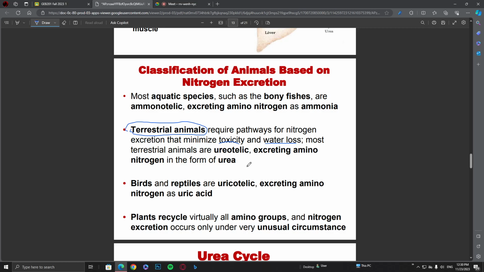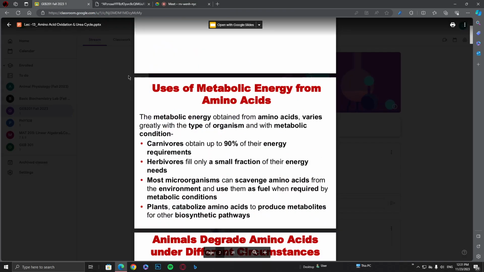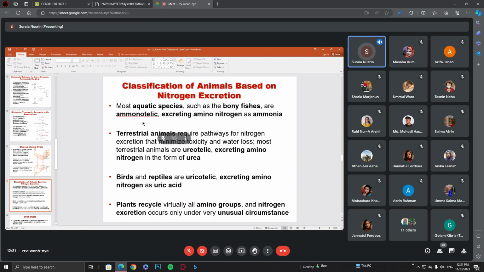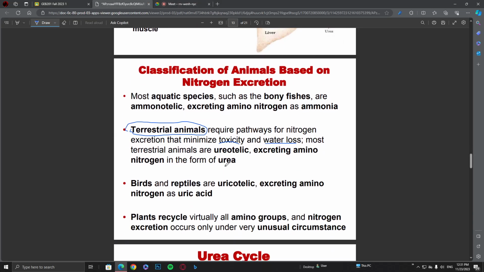Now if you look at the plants, plants usually don't excrete the amino nitrogen. Rather they utilize it, or if they need to excrete it, that happens in very unusual circumstances. Now because we belong to the terrestrial animals, is it? Mammals belong to which group?